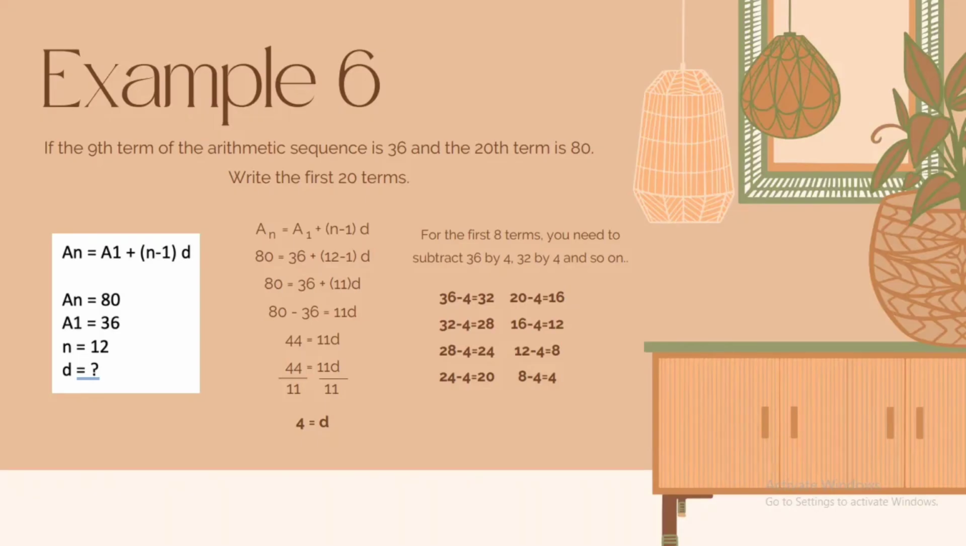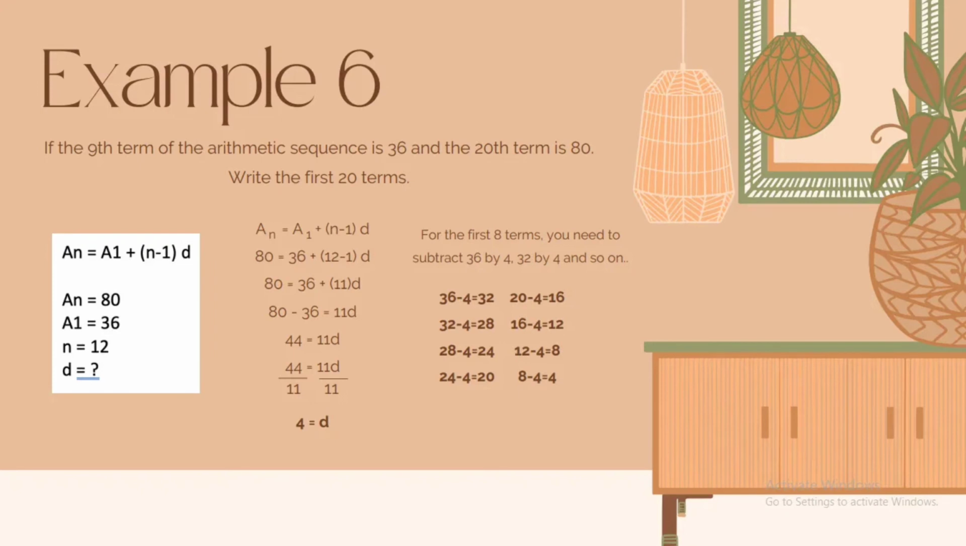Example number 6. If the ninth term of the arithmetic sequence is 36 and the 20th term is 80, write the first 20 terms. So you have here our arithmetic formula, a sub n is equal to a sub 1 plus the quantity of n minus 1 times d. We have here the values. a sub n is equal to 80, a sub 1 is equal to 36, n is equal to 12, and d is the missing term.